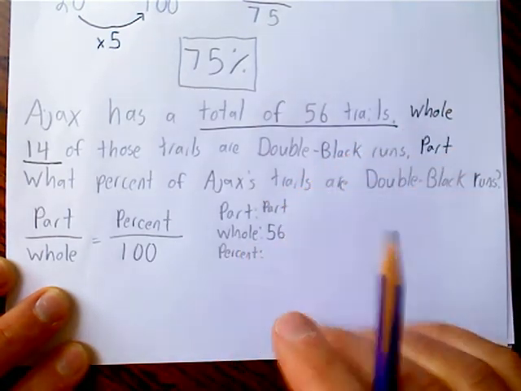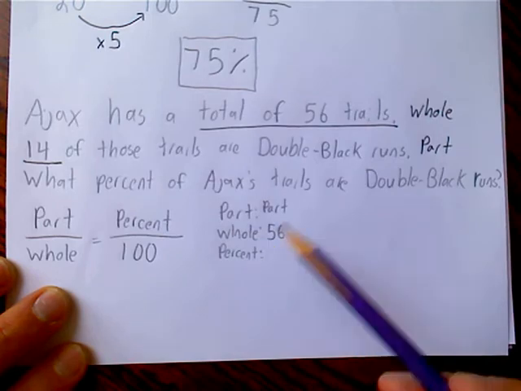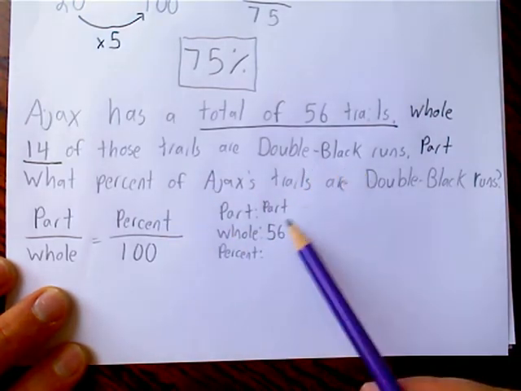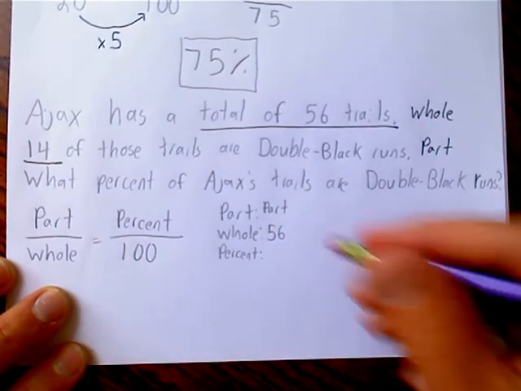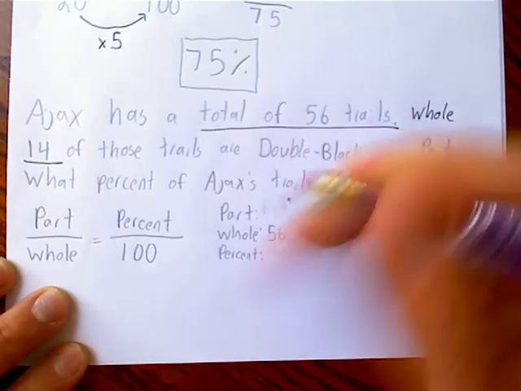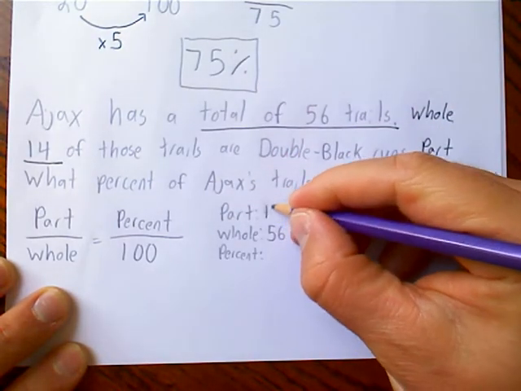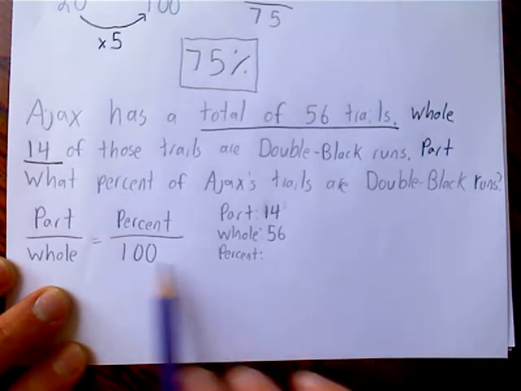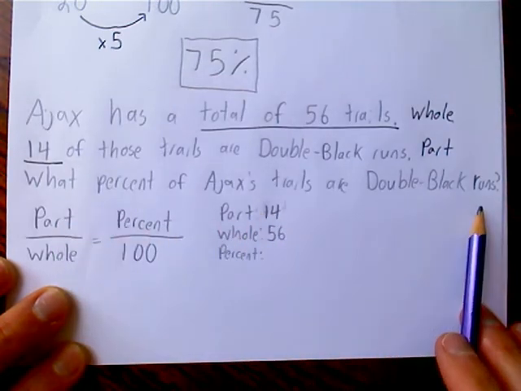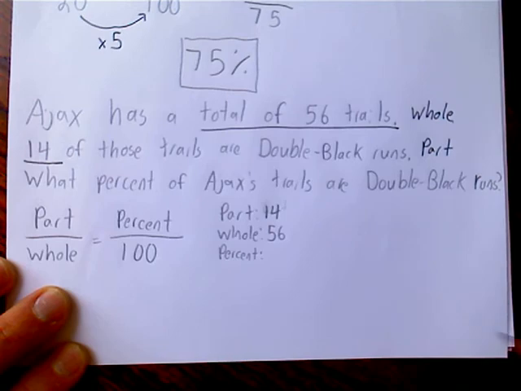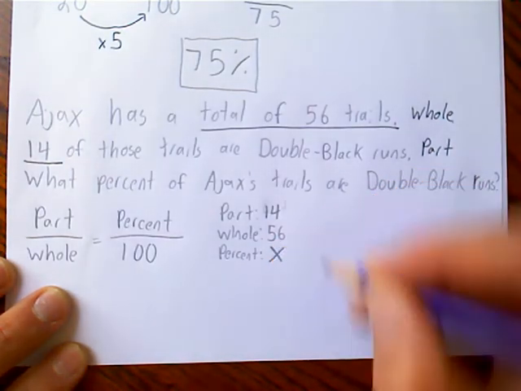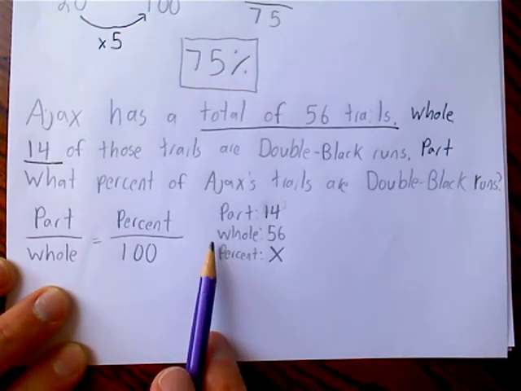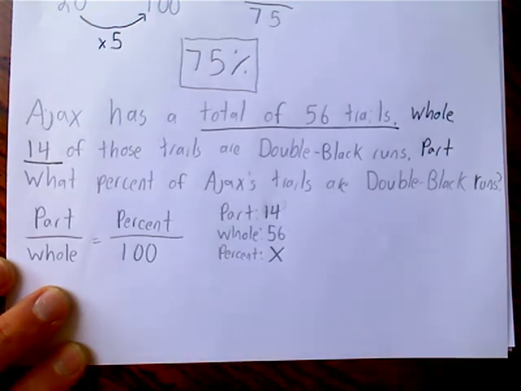You can think of part like a piece. Like, what's the piece of double black runs? Well, that's 14. I said part, that doesn't make any sense. I'm going to say 14. Okay. Percent. What percent of Ajax trails are double black runs? So it's trying to ask us that. So we don't know that. So we're going to leave that as X. Part 14, whole 56, percent X.